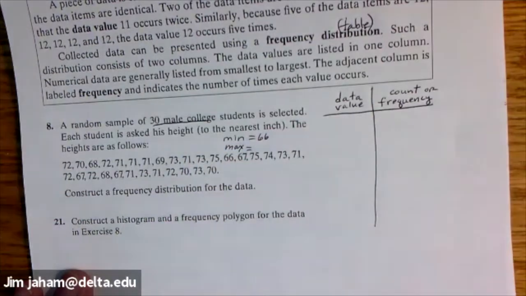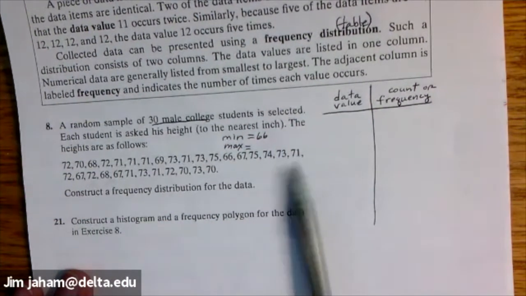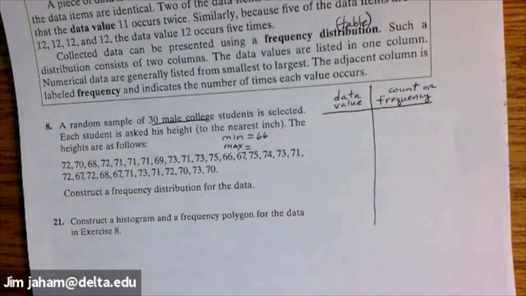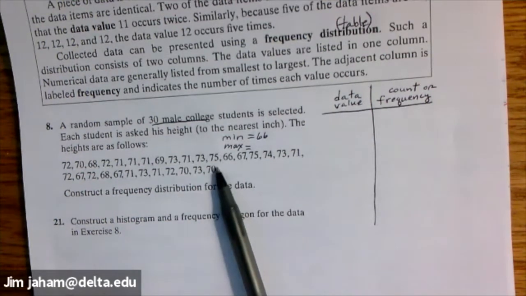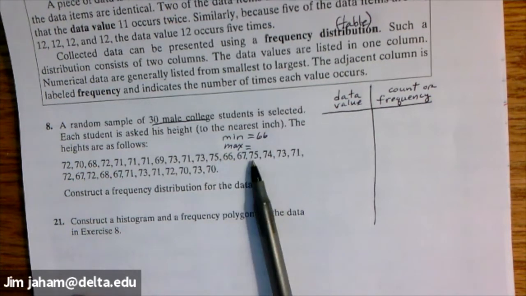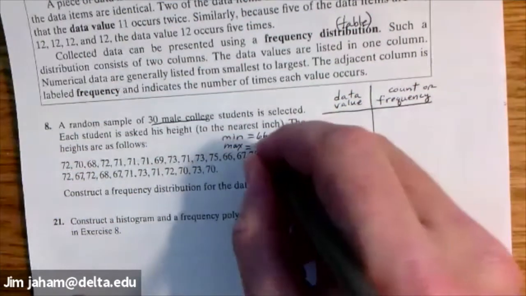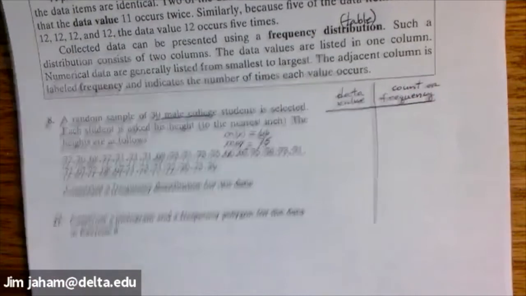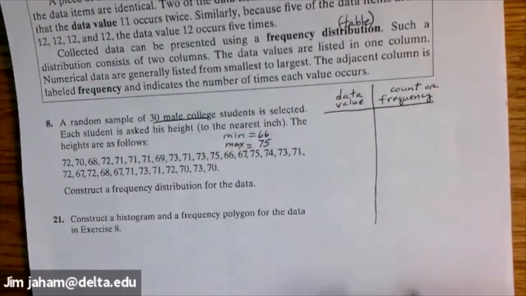There's a lot of 70s. Are there any 80s? I don't see anybody that tall. So 72 is 6 foot. Looks like there's a 75 in there. Is there anything larger than 75? Okay, so I think the max is 75. It's important to identify those because if you do, then you know the possible data values that are there.